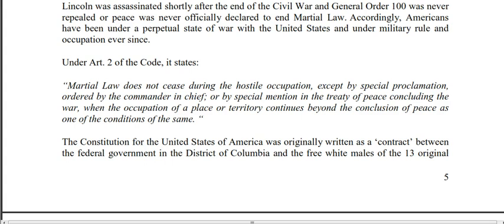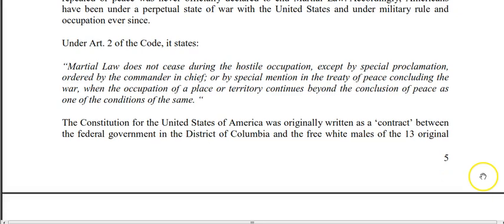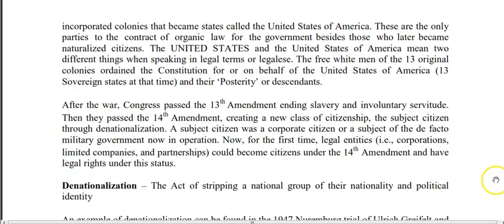The Constitution for the United States of America was originally written as a contract between the federal government in the District of Columbia and free white males of the 13 original incorporated colonies that became states of the United States of America. These are the only parties to the contract of organic law for the government, besides those who later became naturalized citizens. The United States and the United States of America mean two different things when speaking in legal terms or legalese. The free white men of the 13 original colonies ordained the Constitution for or on behalf of the United States of America, which were the 13 sovereign states at that time, and their posterity or descendants.